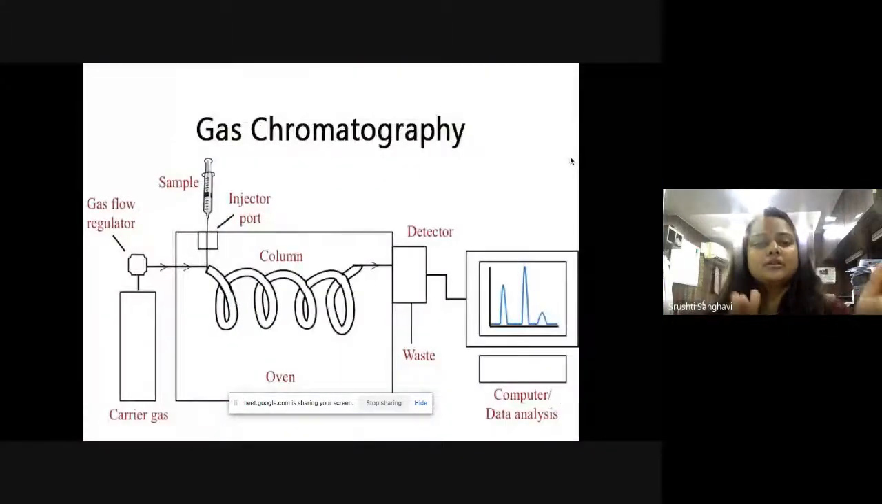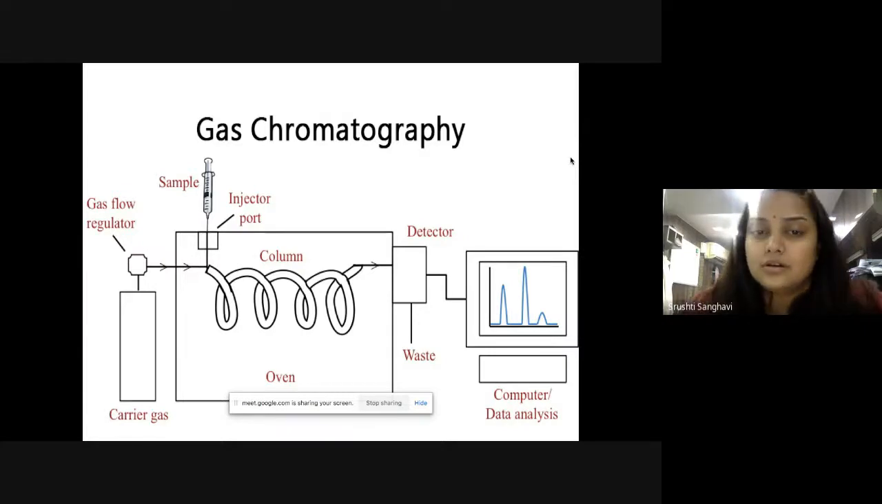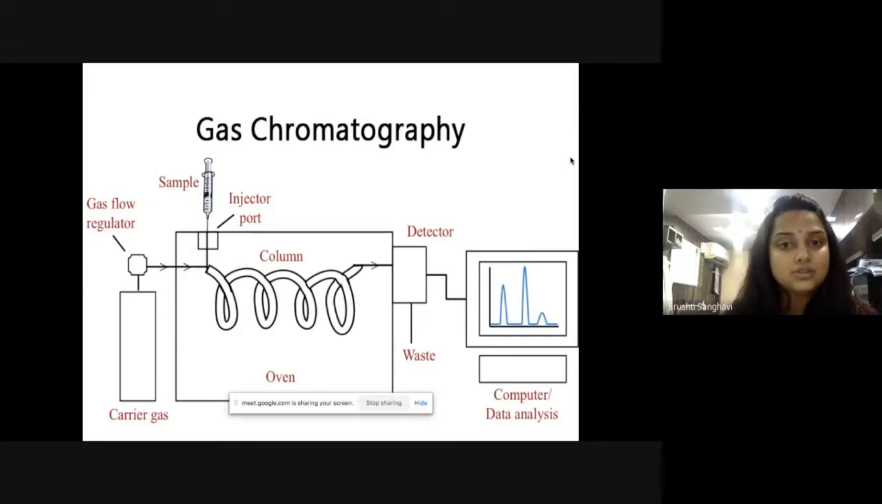Again, going back, the carrier gas such as nitrogen or helium is taken up into the system using a gas flow regulator, with the help of which you can decide how much of it should enter the column. The sample, which is a perfume or a wine or a food thing or a hand sanitizer, is put inside the column, which has some volatile component. Inside the column is where the separation actually physically occurs, and it is then put into the detector, which in the case of gas chromatography is a flame ionization detector.